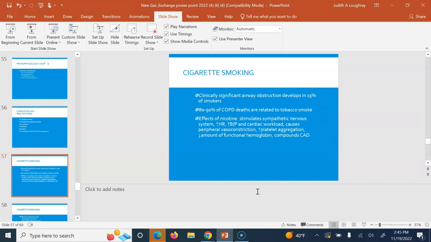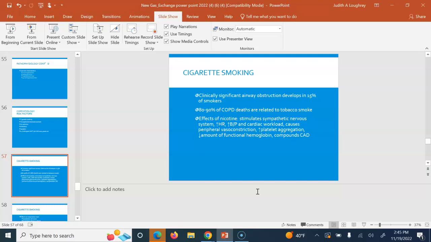Cigarette smoking is significant because this is the number one cause. 80 to 90% of COPD deaths are related to tobacco smoke. The effects of nicotine: it might stimulate the sympathetic nervous system. It increases the heart rate, increases blood pressure, increases cardiac workload, causes peripheral vasoconstriction, increases platelet aggregation, decreases the amount of functional hemoglobin, and it compounds coronary artery disease.